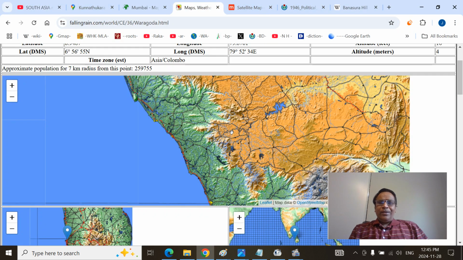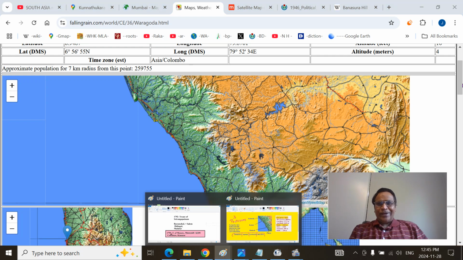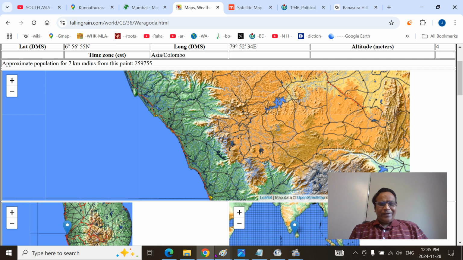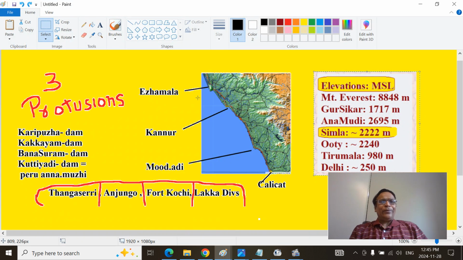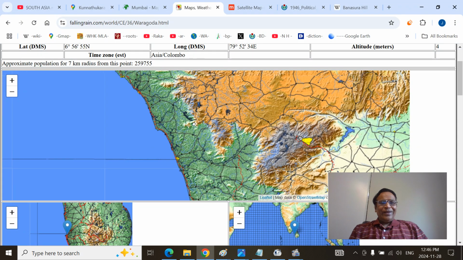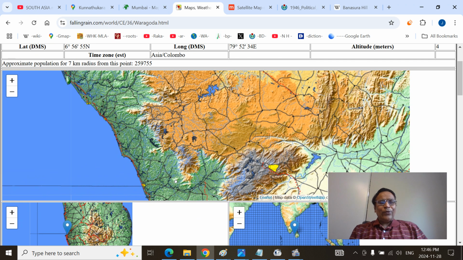And before that, you have to see certain promontories, the areas, protrusions. Protrusion means the area that protrudes into the ocean. So I put it for your convenience, Ezhimala, Kannur, and Mahe. Mudadi is the term south of Badagara. So if you remember that, when you see this part of Malabar, you can easily figure out what we are talking about. So this is the Ezhimala, you can see this is the Kannur, this is the Mudadi, this has to be Calicut, Kozhikode, this is the Udagamandalam.